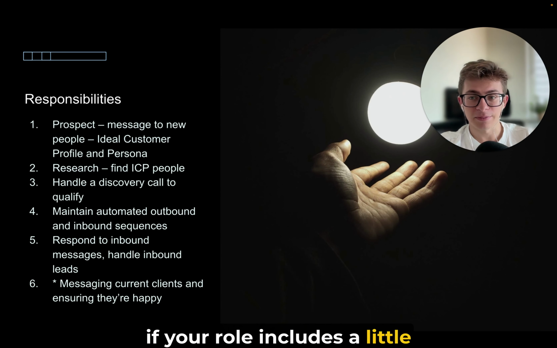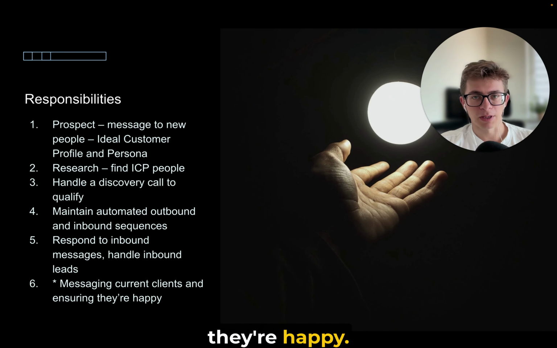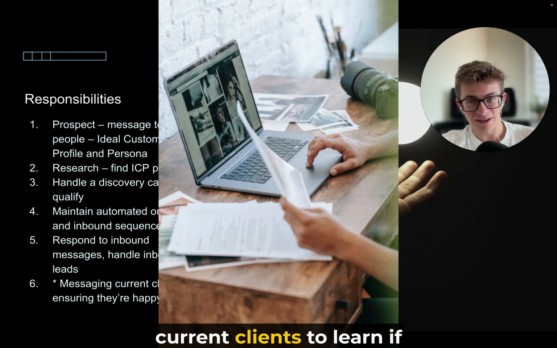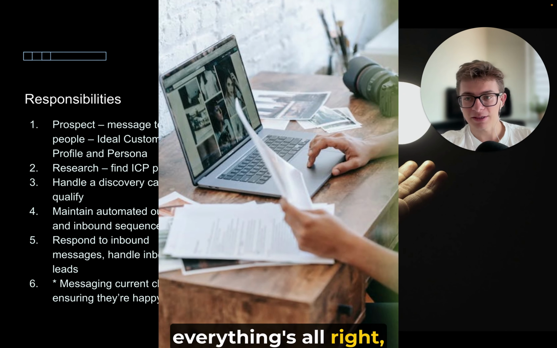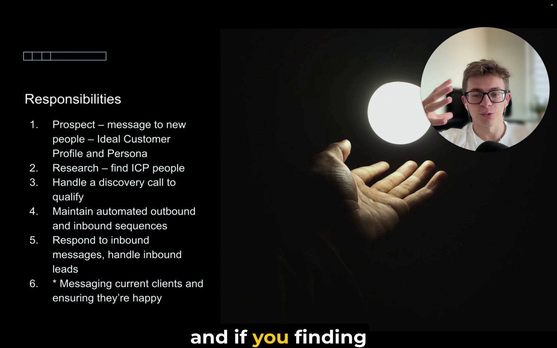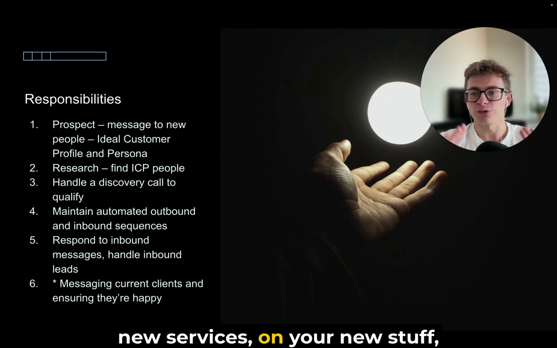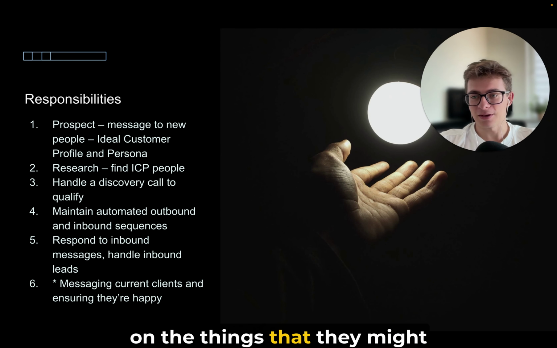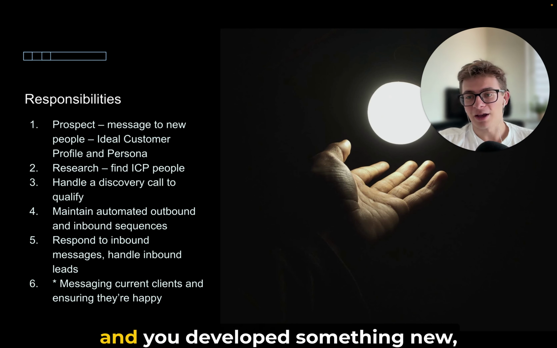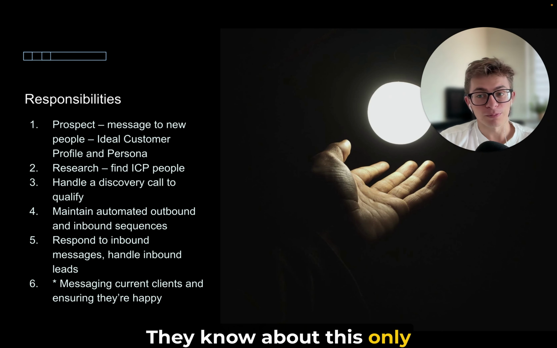And then if your role includes a little bit of customer success, then you're also messaging current clients and ensuring they're happy. So you're not only prospecting for new clients, but you're prospecting for the current clients to learn if everything's all right, if they're happy using the service, what are their plans, and if you're finding an opportunity to upsell them on your new services, on the things that they might need but don't know about, because you started working 1 year ago and you developed something new only 3 months ago. So how do they know about this? Only by you telling them.